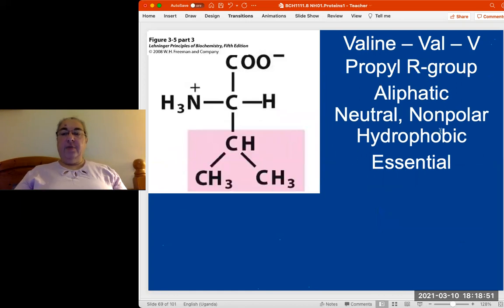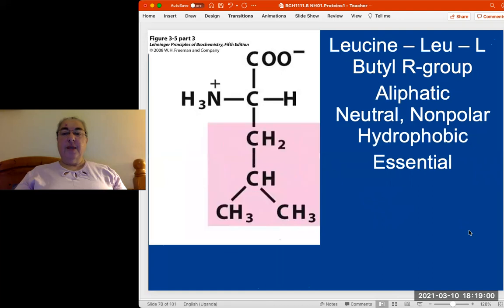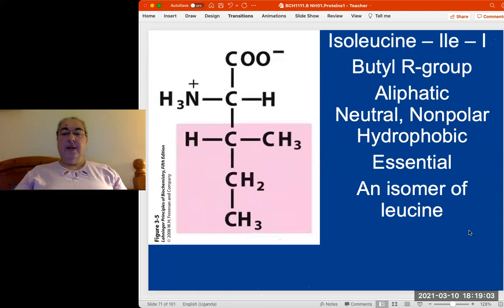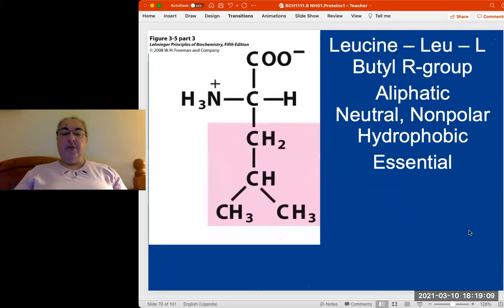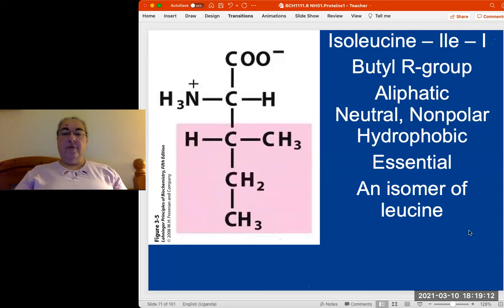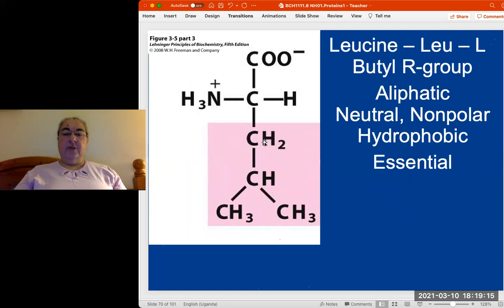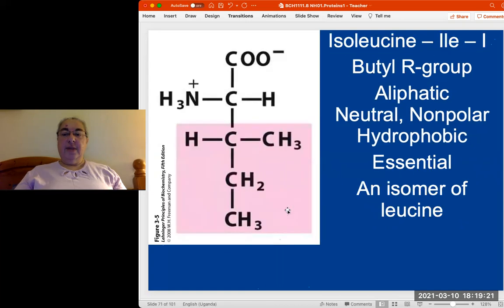Valine, another quite small amino acid. I couldn't find anything very interesting about that one apart from the fact it's an essential amino acid. Leucine and isoleucine. So you can tell by the name, isoleucine is an isomer of leucine. If you compare these two, you can see CH2, CH3, CH3, and isoleucine has the same groups, but in a different arrangement. They are isomers. So remember, isoleucine is an isomer of leucine.